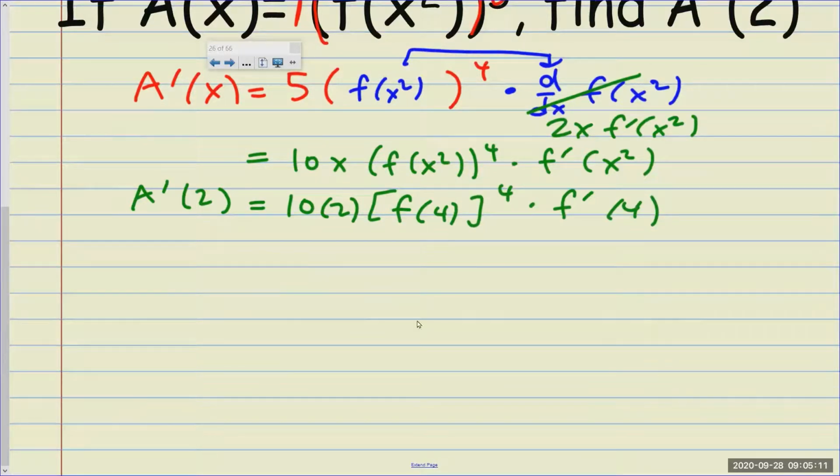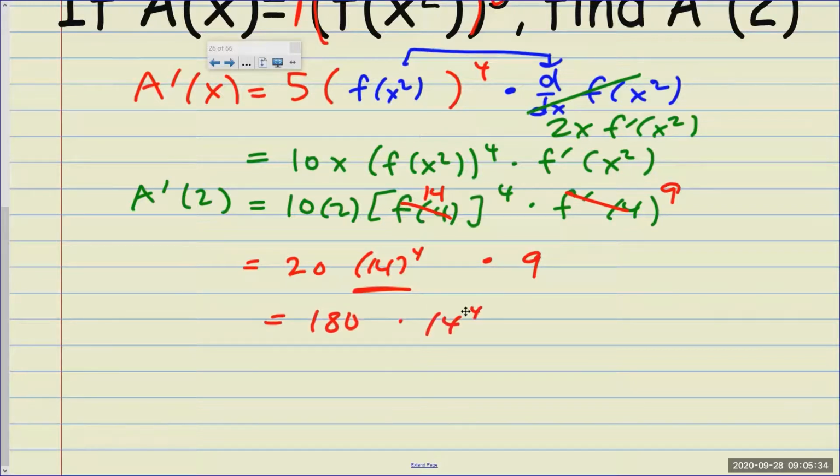Okay, so a little bit trickier of a problem. The f of 4, if I go look at my table, that's 14. The f prime of 4, if I look at my table, that's 9. So what I get is 20 times 14 to the 4th power times 9, which is 180 times 14 to the 4th. Make sure, PEMDAS, do the exponents before you multiply by 20. I don't remember these big numbers like this in first period. Did you guys get the same? Okay, good. And then multiply this together, and that'll be your answer. Make sure you do the exponents first.